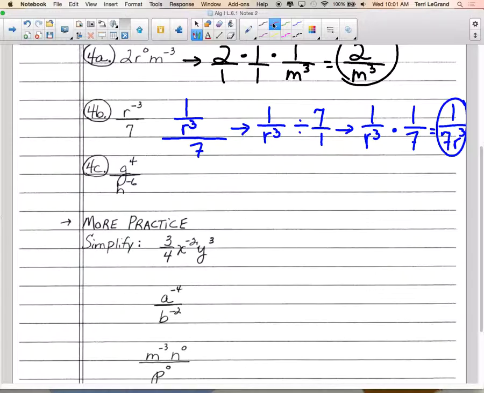G to the 4th over 1 h to the 6th. So we could set up another fraction within a fraction? So g to the 4th doesn't need to be renamed because why? Because there's no negative or zero. Yeah, it's a positive exponent, and then you said rename the denominator as 1 over h to the positive 6th power? Okay, do that. Now what?